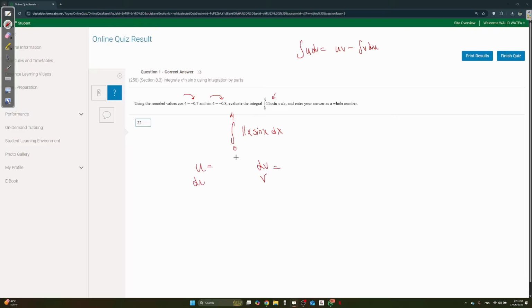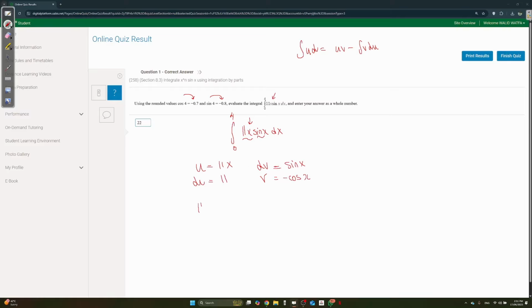So let's see. What am I going to choose as my u? What am I going to choose as my dv? Which one is easier for me here to derive, and which one's easier for me to integrate? The easiest thing to derive is 11x, because 11x is just going to give me 11. Okay? And dv here, if I put sine x, then v is going to be what? Negative cosine x.